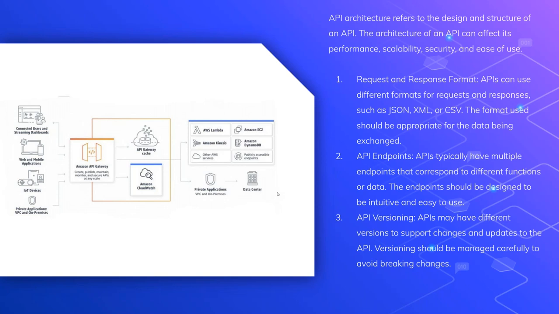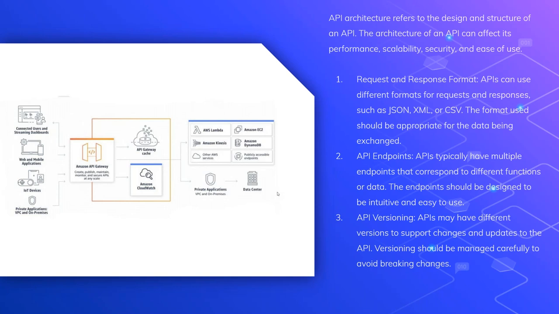And with API versioning, an API may undergo changes and updates over time. Different versions of an API may coexist to support backward compatibility. Versioning allows developers to manage the changes without breaking existing client applications. So it is crucial to carefully manage versioning to avoid introducing breaking changes and to provide clear documentation and support for deprecated versions.